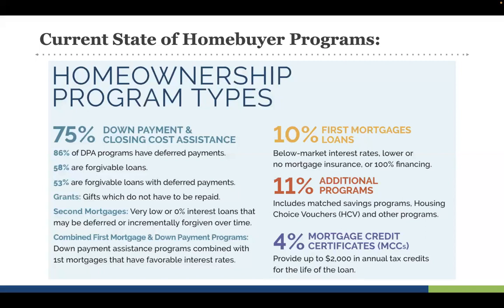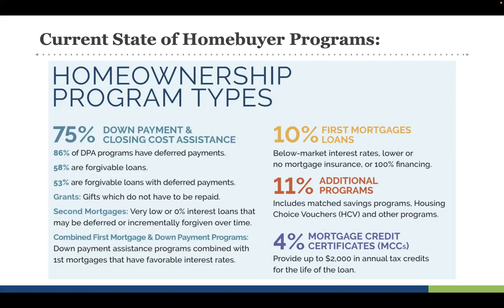53% of DPAs both defer payments and are forgivable in some form. And then, of course, you have true grants. Those are gifts. So everything I just covered, those are down payment assistance loans, right? Forgivable loans, deferred loans. Some down payment assistance programs are gifts. That's a gift at closing, no second lien, no second loan on the property.